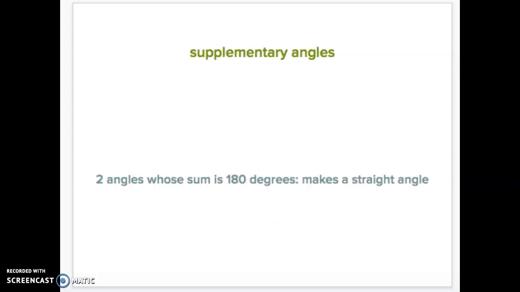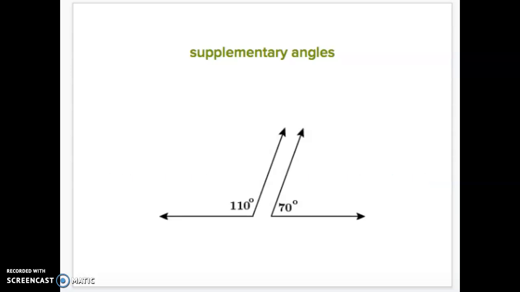Next we have supplementary angles. We're also going to talk about complementary angles as well. They are easily confused by people, because supplementary angles are two angles whose measures add up to 180 degrees. They tend to make a straight angle, or 180 degrees, which is a straight line. Here, my example, I have 110 and 70, and those two together add up to 180 degrees.